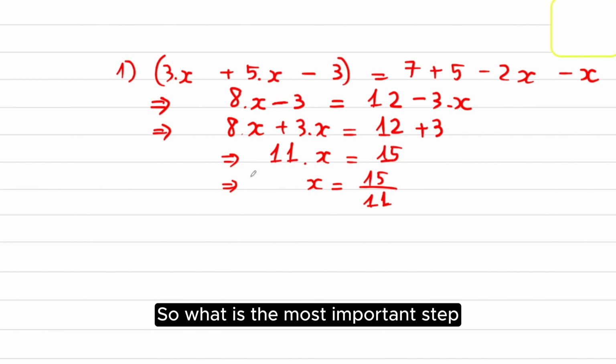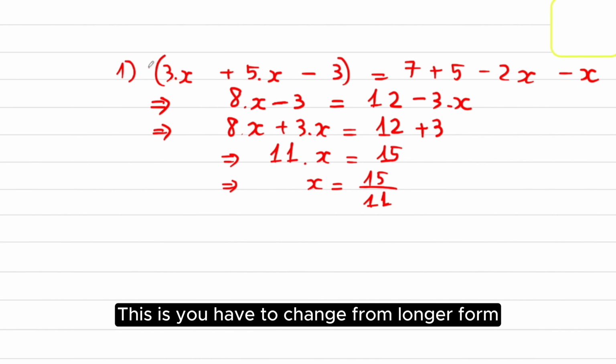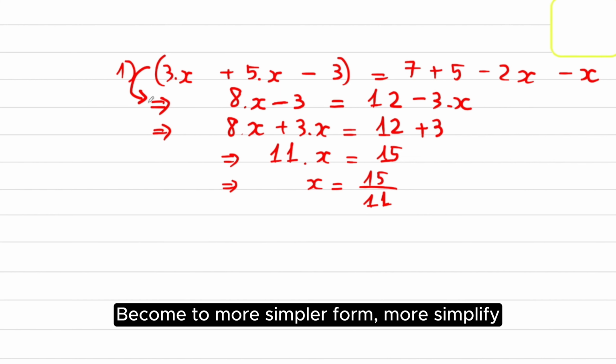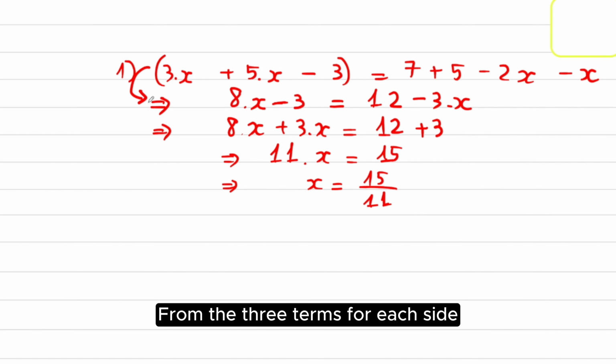So what is the most important step for solving this equation? You have to change from the longer, complicated form to a simpler, more simplified form. So you have to simplify the expression first, from three terms for each side or four terms for each side to only two terms, or maybe only one term. Yes, this is example 1.